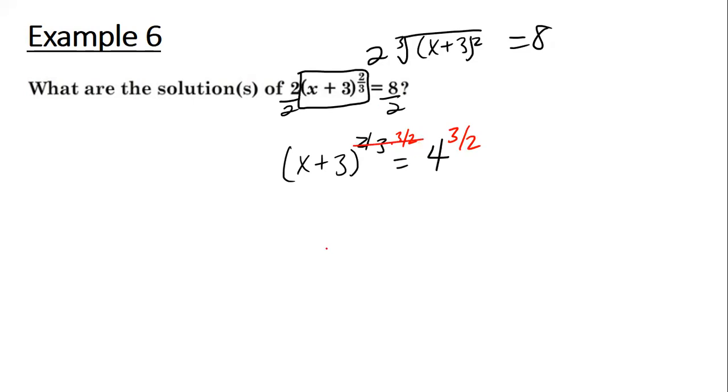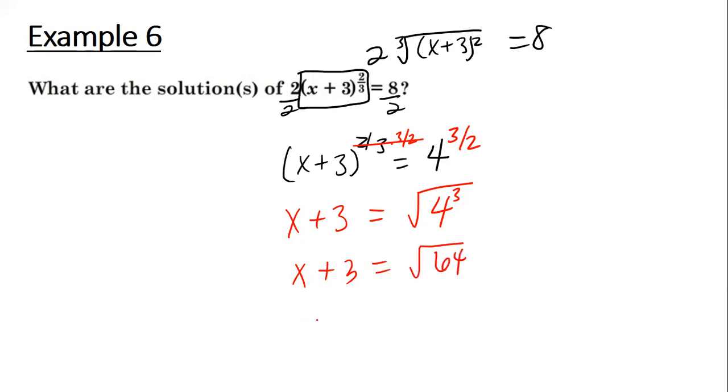Cancels it out. So we're left with x plus 3 equals the square root of 4 to the 3rd. Does that make sense? My denominator is my root. My numerator is my power. What is 4 to the 3rd? 64. What is the square root of 64? Plus or minus 8. Because when you take the square root of something, it produces a positive and a negative.